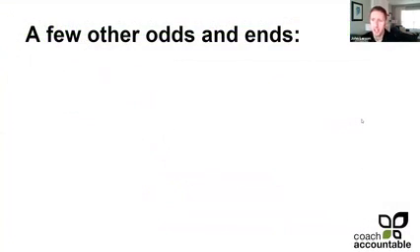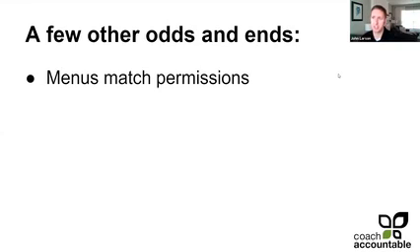All right. So there are a few other odds and ends worth mentioning, most of which I alluded to, but I'll bring them to a point here. Menus match the permissions. So if someone says, I don't have the library, I don't see that, it's because they just don't have permissions to see it. It tells you that if they should, there's something you'll need to change in their administrative permissions or otherwise.